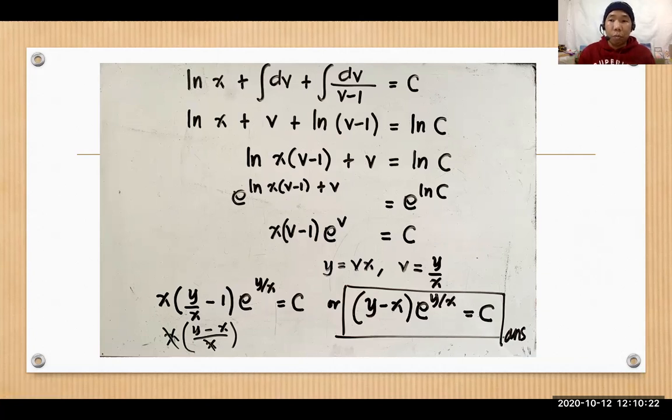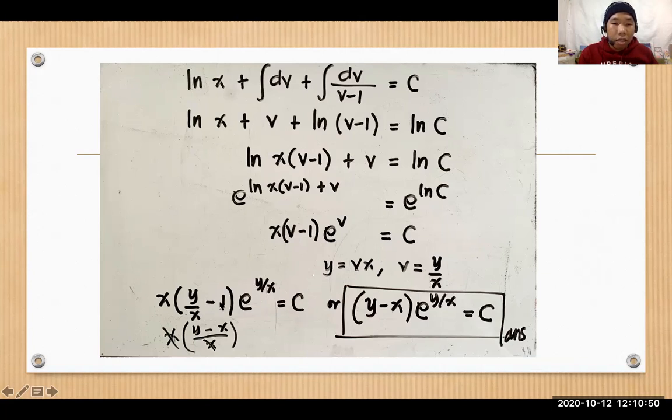So you are to bring back the original variable. Recall that we replaced y by v times x. So v is equal to y over x. Now you plug in the value of v here. That's why we have x times the quantity y over x minus 1 times e raised to the value of v, which is y over x, so you plug it in here, equals c.